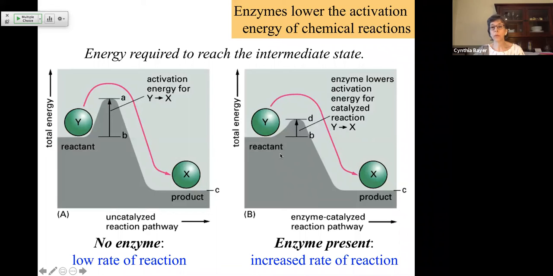So what a cell will do is activate a particular enzyme, and that enzyme will lower the activation energy, will lower the amount of energy that must be added to the system in order for the reactant to be converted to product. And therefore, the rate of that reaction will be increased.